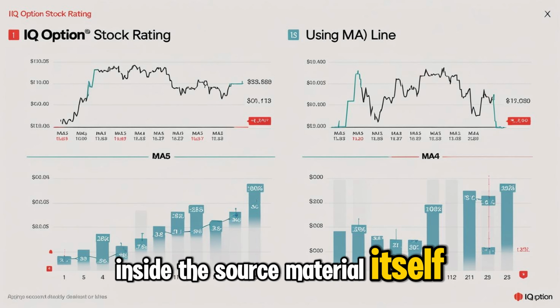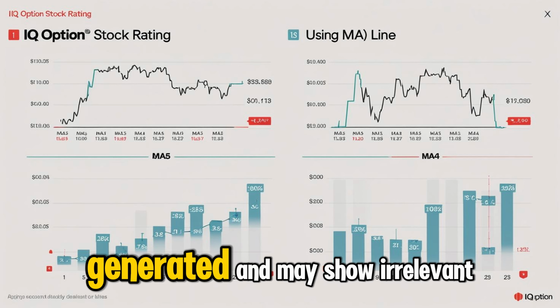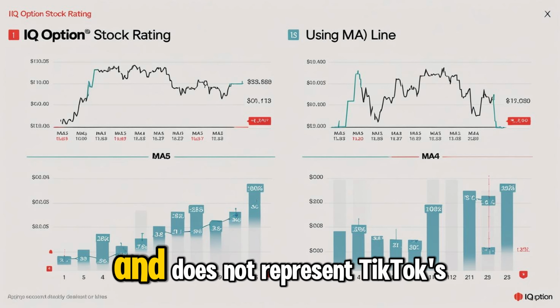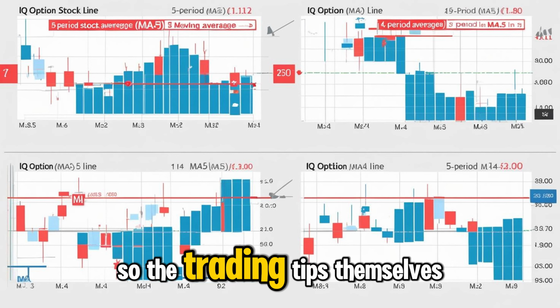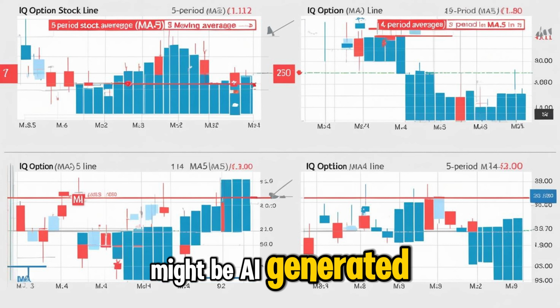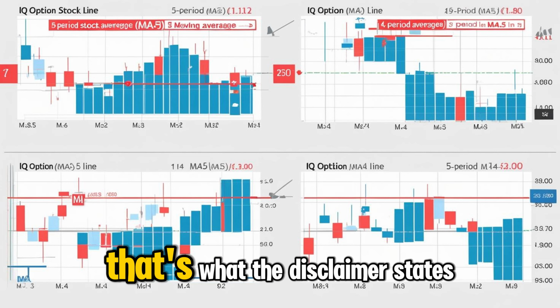But here's a really crucial piece of context. Inside the source material itself, there's a disclaimer. Oh, what does it say? It says, and I'm quoting here, this information is AI generated and may show irrelevant results and does not represent TikTok's views or recommendations. Hold on. AI generated. So the trading tips themselves might be AI generated. And TikTok is explicitly saying this might be irrelevant and it's not our view. That's what the disclaimer states.